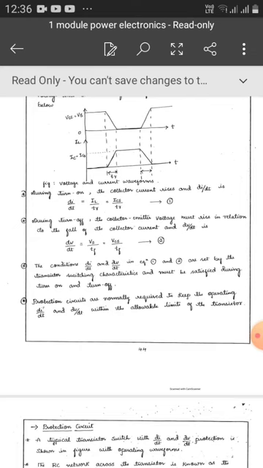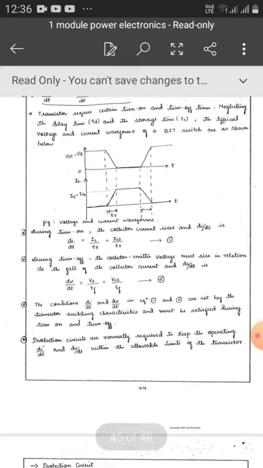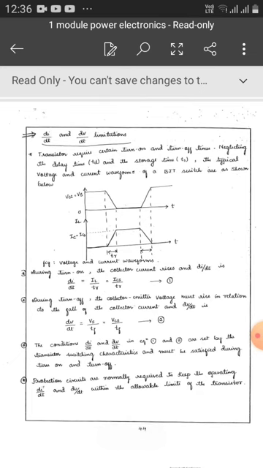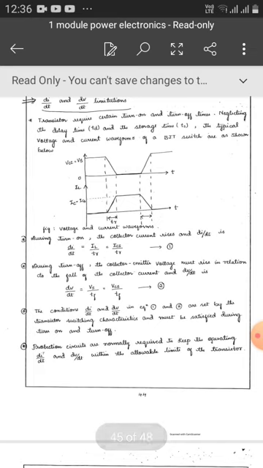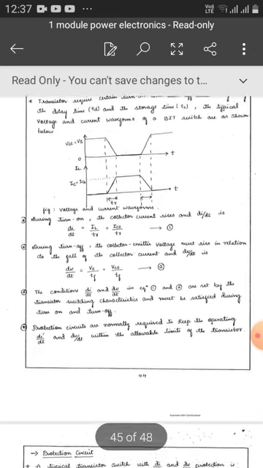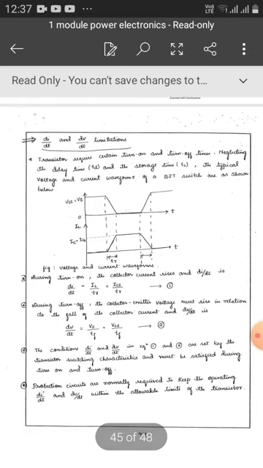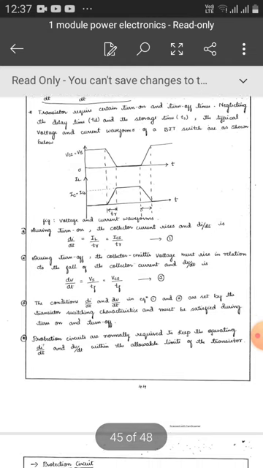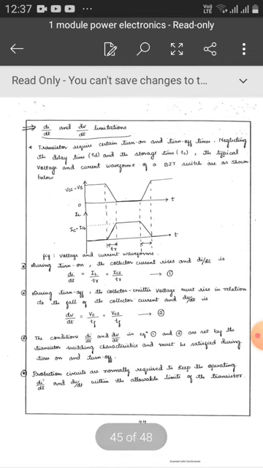Next we go for the definition of dV/dt. When the BJT is in on state, the voltage across collector-emitter will be 0. Full load current will be flowing. When the base drive is removed, the collector current starts reducing and the collector-emitter voltage starts rising. The rate of change of voltage across the device during turn off is called dV/dt.